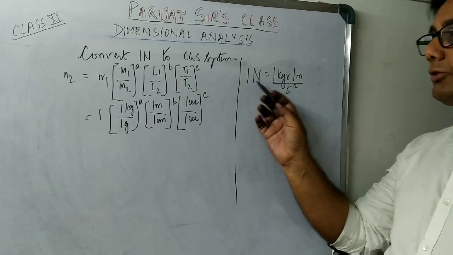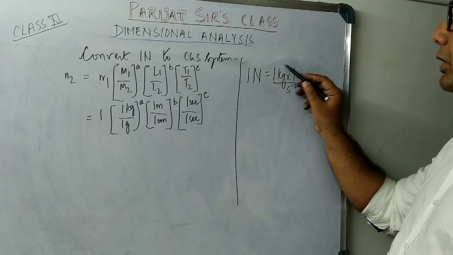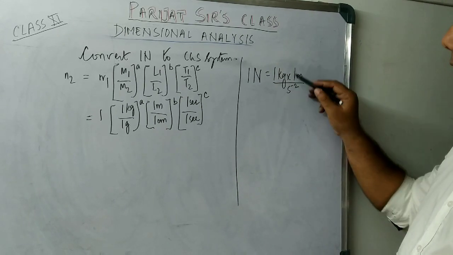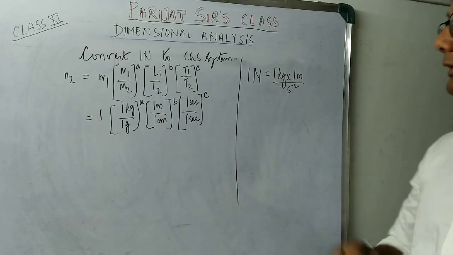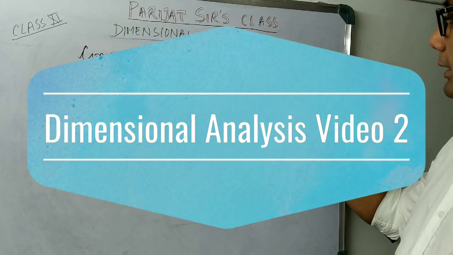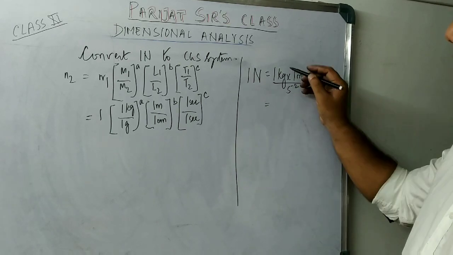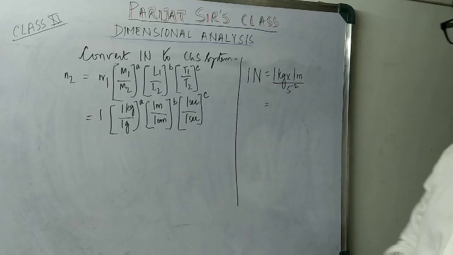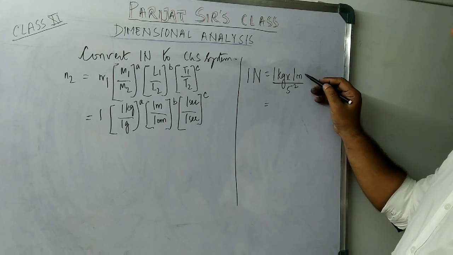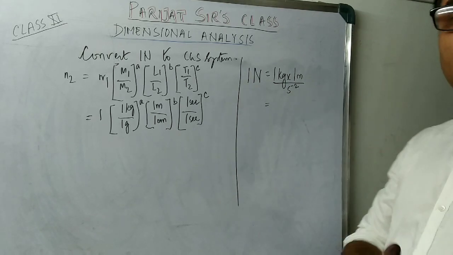1 Newton is actually 1 kg meter per second square because it's a force. Force is mass into acceleration. So mass is 1 kg and the acceleration should be 1 meter per second square. So that means what? Here, see, the kg has a power of 1. The meter has a power of 1. And the seconds has a power of -2.